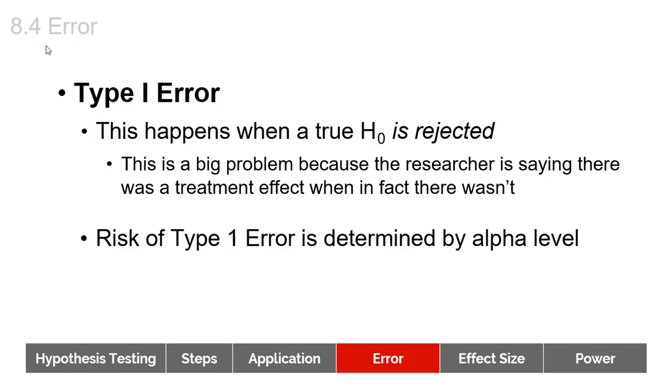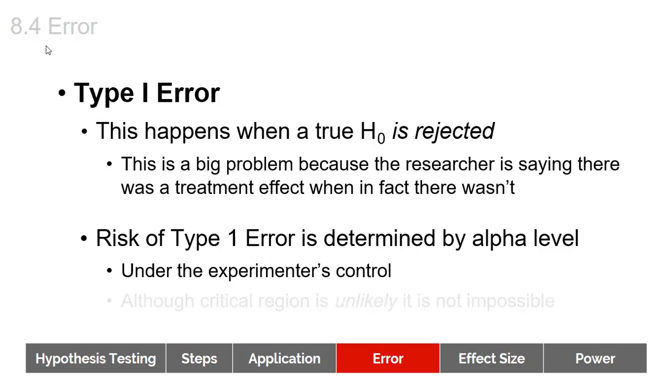So risk of type 1 error is determined by alpha level. So that is under the experimenter's control. I can make my critical regions smaller by choosing a smaller alpha level. I can make the critical regions larger by setting a larger alpha level. That is under my control.